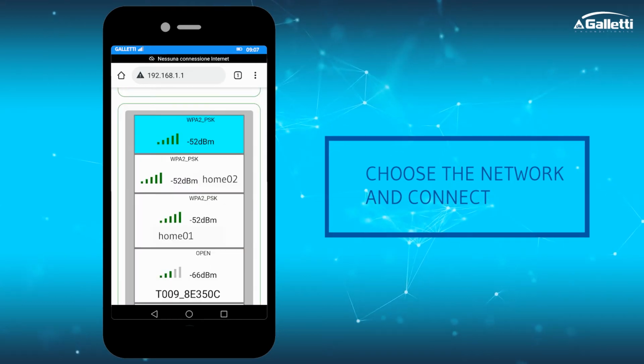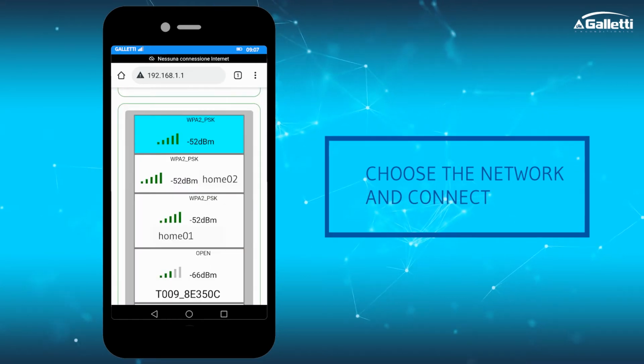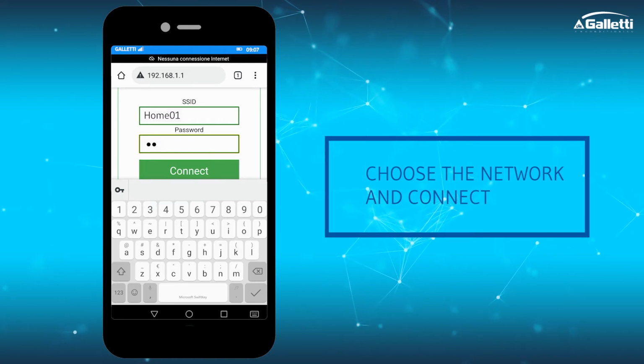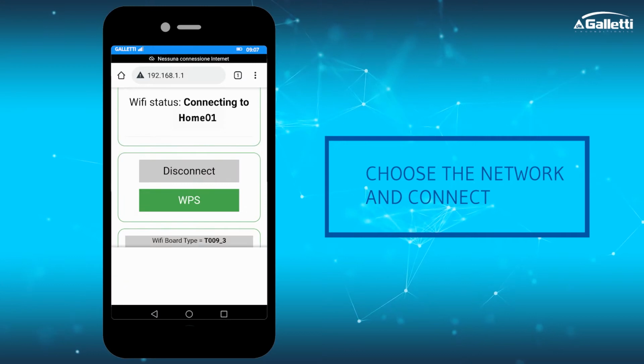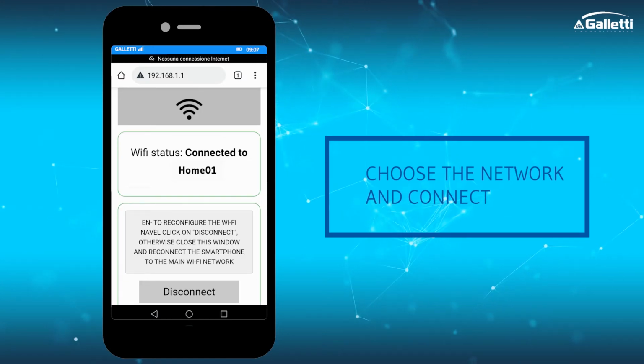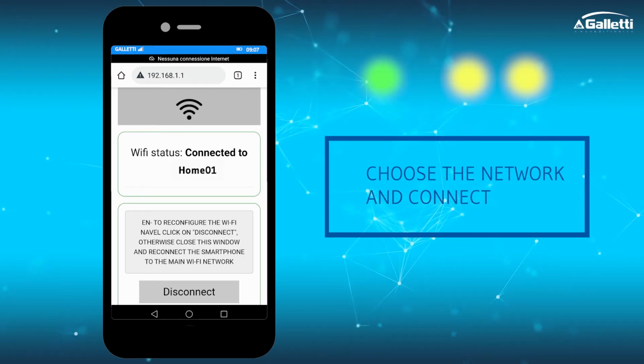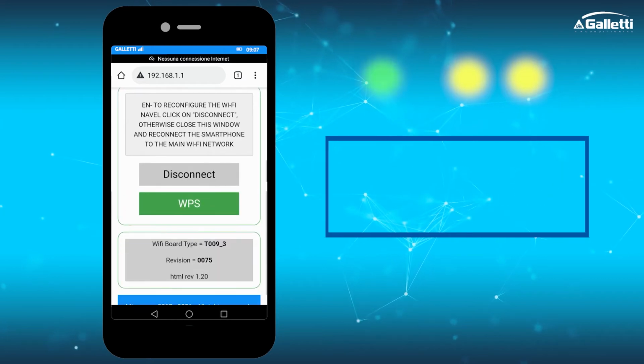Select the Wi-Fi network of the router from the list, enter the password if any, and click Connect. At this point, the NAVEL module will connect to the router and then through it to the Galletti server. 2 steady yellow LEDs and a flashing green LED light up on the NAVEL module.